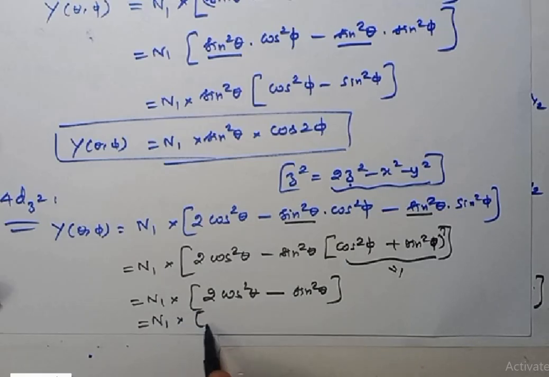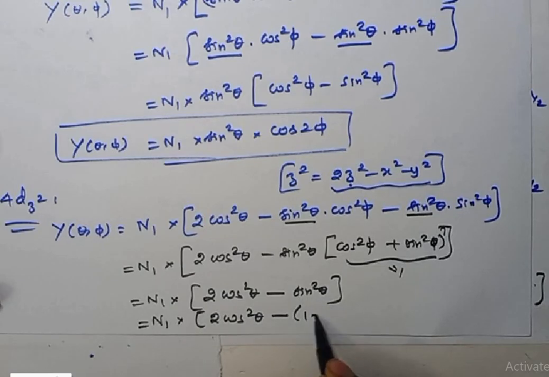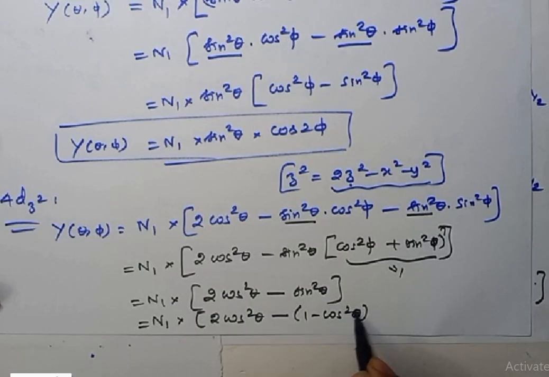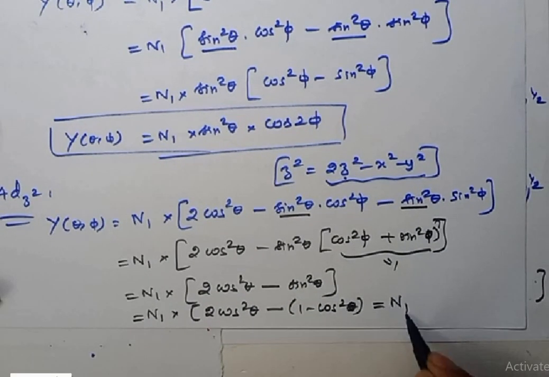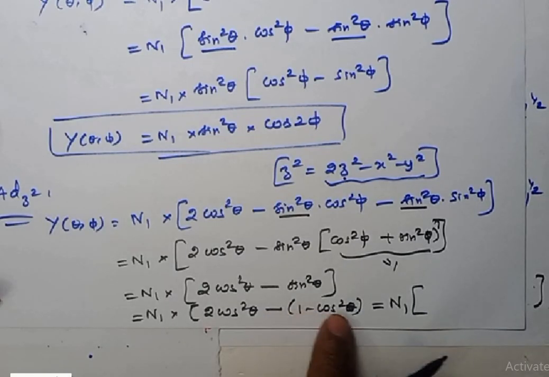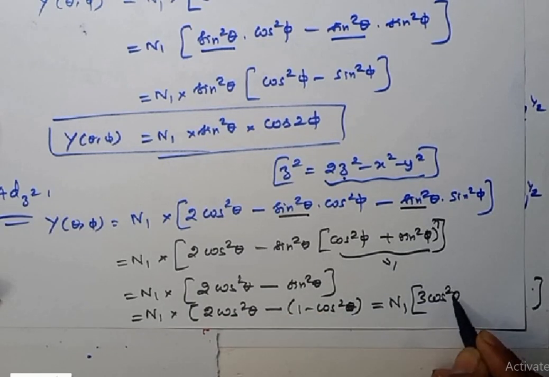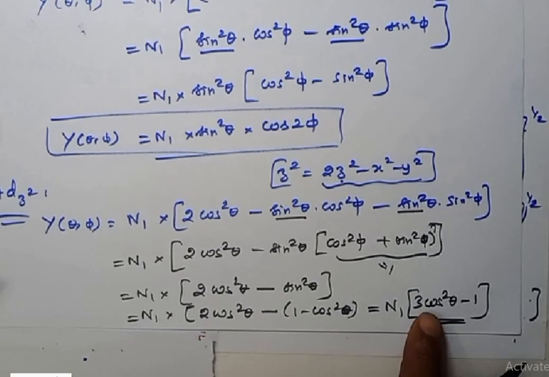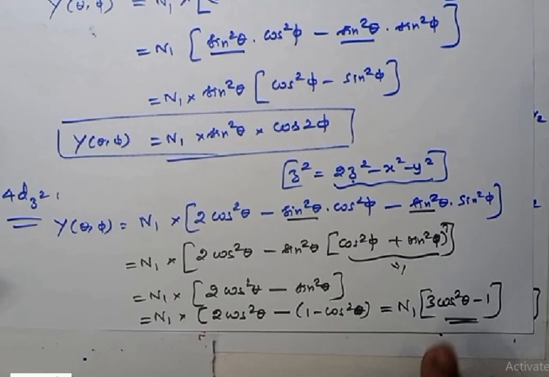N1 into, you take this as 2 cos square theta as such. We can write sin square theta as 1 minus cos square theta. Therefore, this is equal to N1 into, here I get minus 1 plus cos square theta. So 2 cos square theta plus cos square theta will give me 3 cos square theta minus 1. This is the angular part for the d z square orbital. Okay, take note. Is this clear to all?